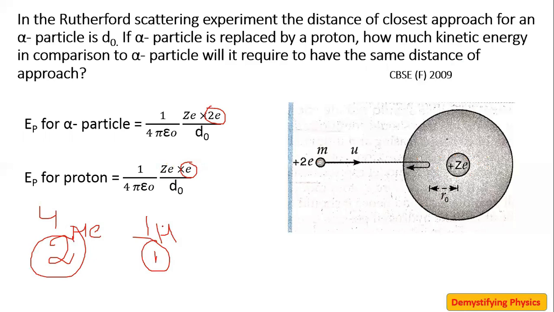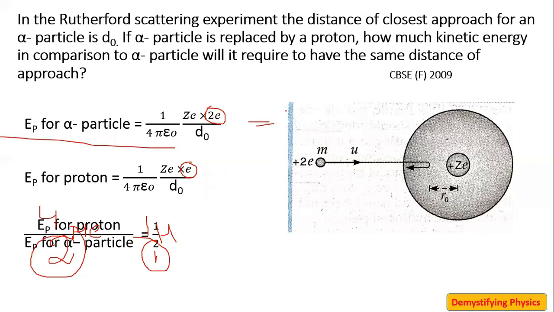Now divide it. We have to find out the ratio of the kinetic energy. And yahi potential energy, actually kinetic energy, because entire kinetic energy is converted into the potential energy. This is the kinetic energy of the proton, and divide it, you get 1 by 2. So we say that the proton's kinetic energy is half the kinetic energy of the alpha particle.